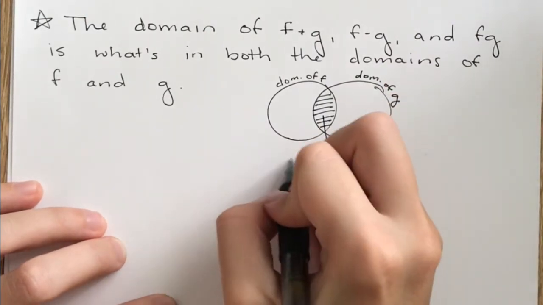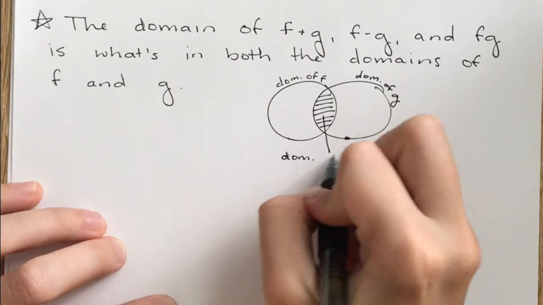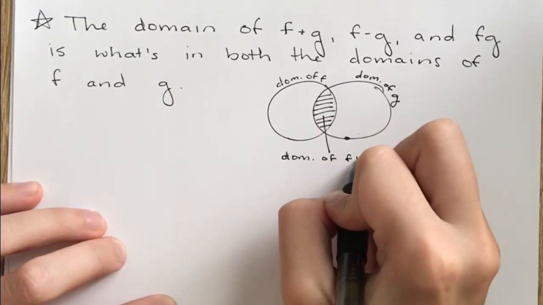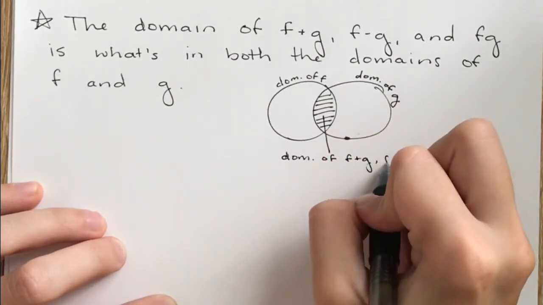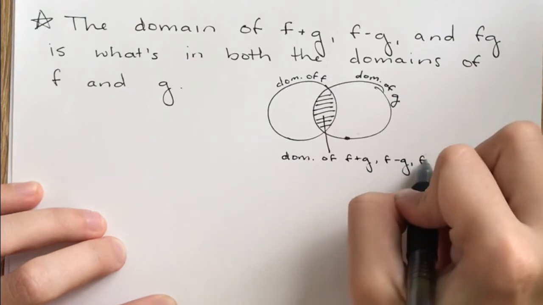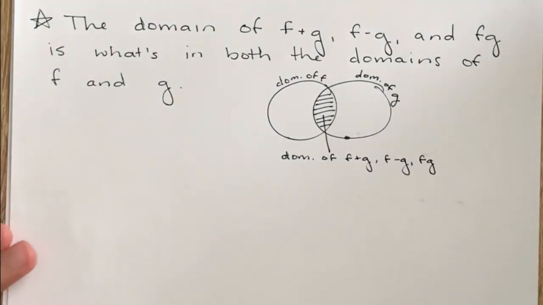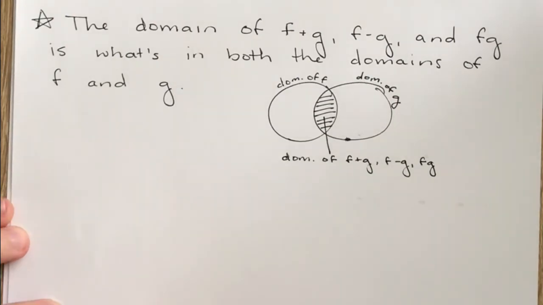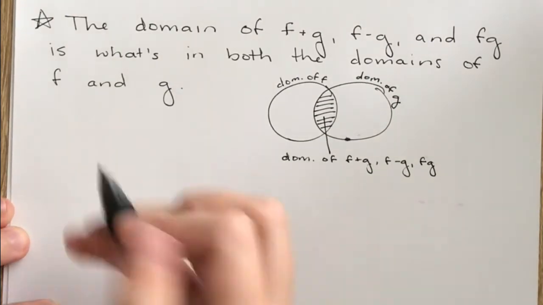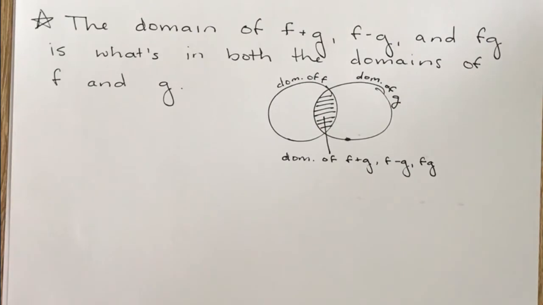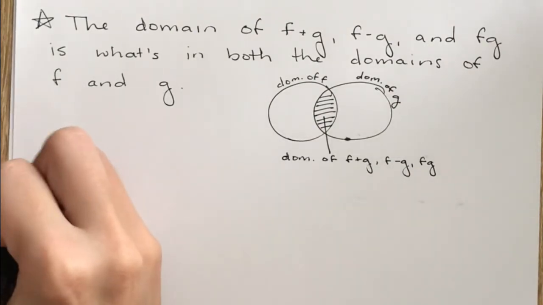So this is the domain of f plus g, f minus g, and f times g. So it's what's in both. So how can we find the domain of h and j from our previous example?